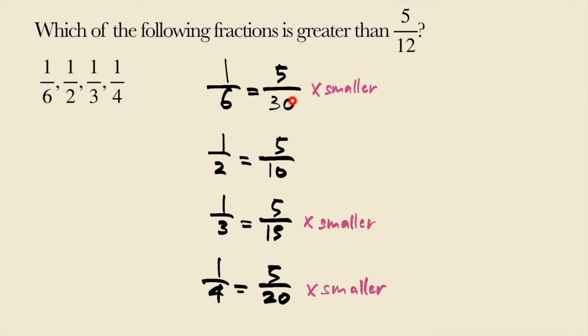The rest all have denominators larger than 12. The one that's smaller than 12 is 5/10. So think of this as 5 pizzas shared with 12. Which one is greater than that? Well, you know what? 5 pizzas shared with only 10 people is going to be a larger fraction than this. So the answer, therefore, is 1/2.